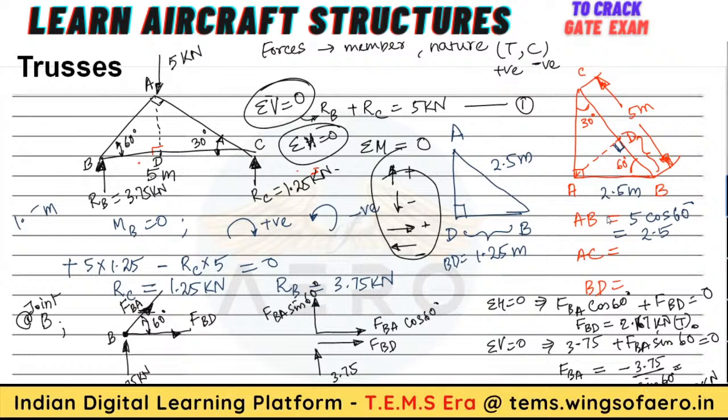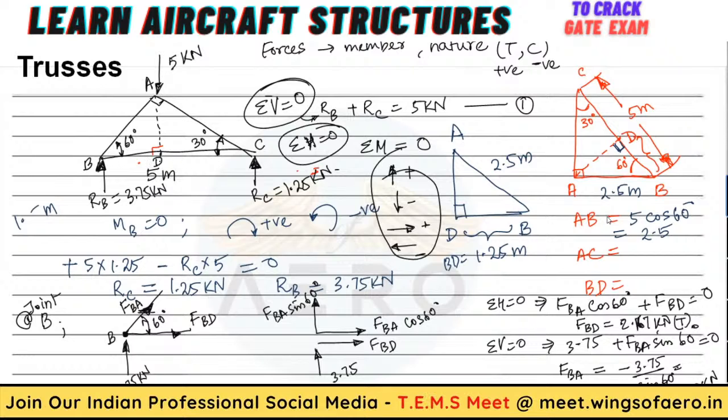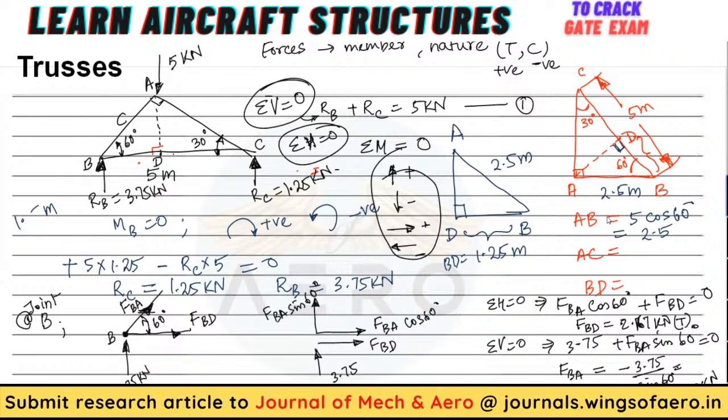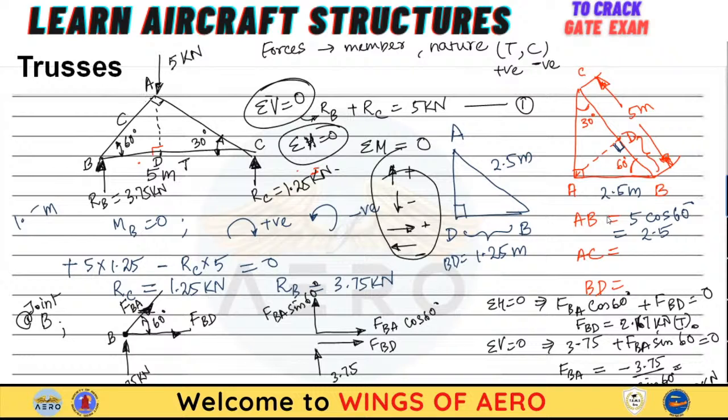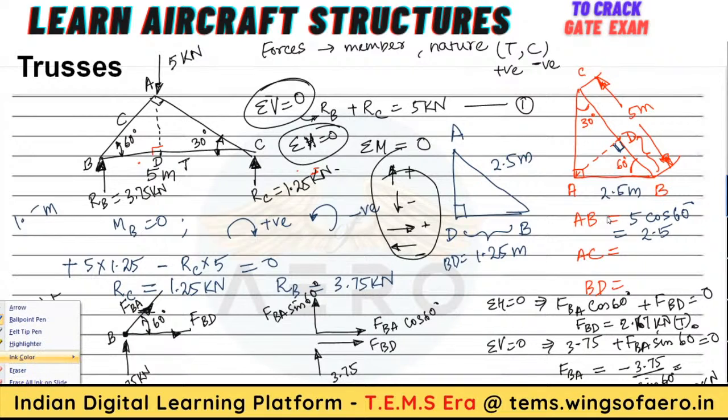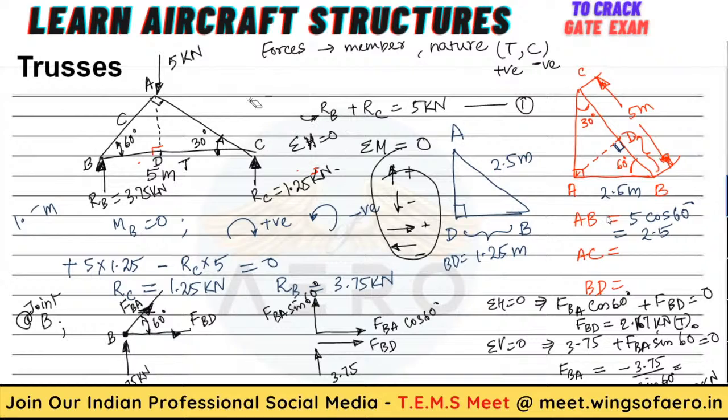BD or BC, whatever you take, either of them is going to be the same. So BD is tensile and BA is compressive. Now you need to find the other unknown member, that is CA. Either you take joint A or joint C. Find it out in a similar way. You can consider any one of the joints and tell me the answer.